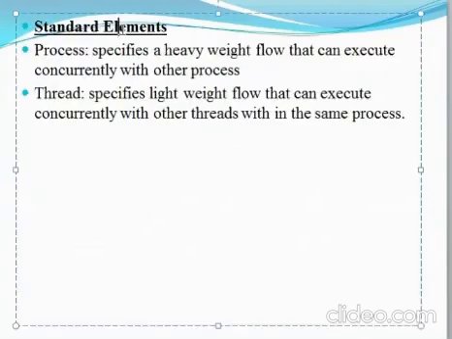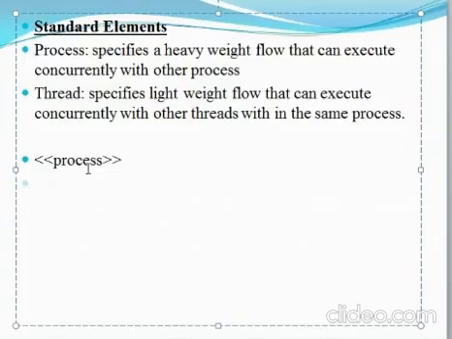Next, the standard elements for process and thread are the process stereotype and the thread stereotype. Actually, in UML there is no notation or symbol for process and thread, so we make process and thread stereotypes. When there is no symbol for process, we can write process inside the stereotype, and then it becomes a process notation. Similarly, anything written between angle brackets becomes a stereotype.